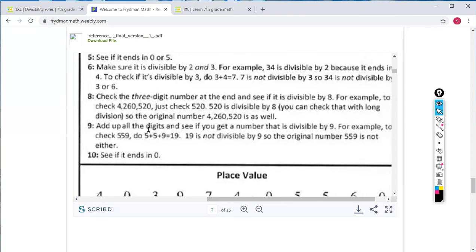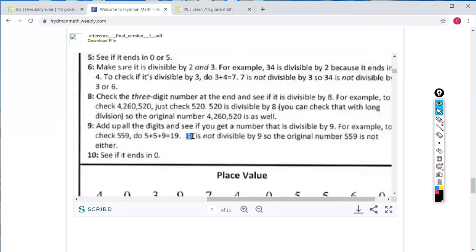We add up all the digits, and you should add up all the digits and see if you get a number that is divisible by 9. For example, to check 559, do 5 plus 5 plus 9, which is equal to 19. So we took the digits in this number, which were 5, and then another 5, and then a 9, and we added them up. So 5 plus 5 is 10, plus 9 is 19. So we got 19 as the result there.